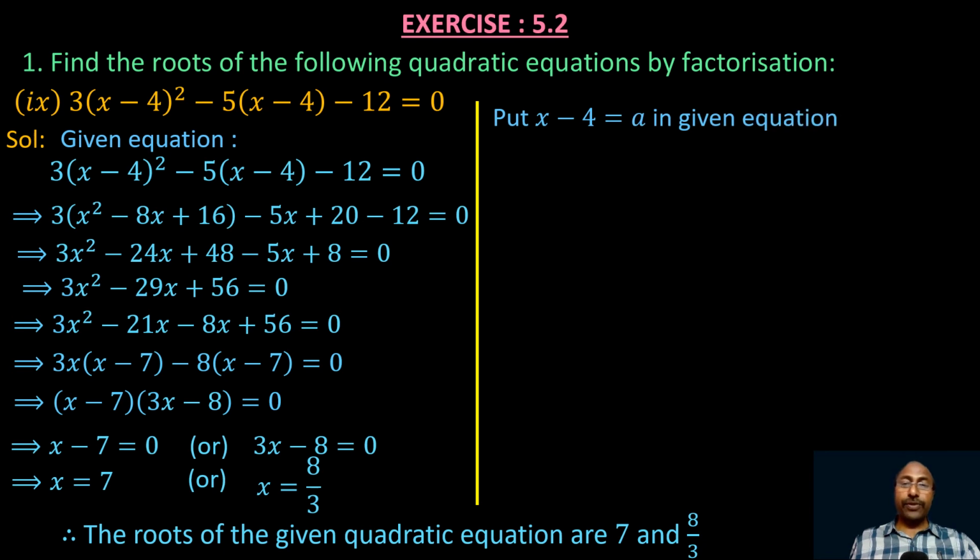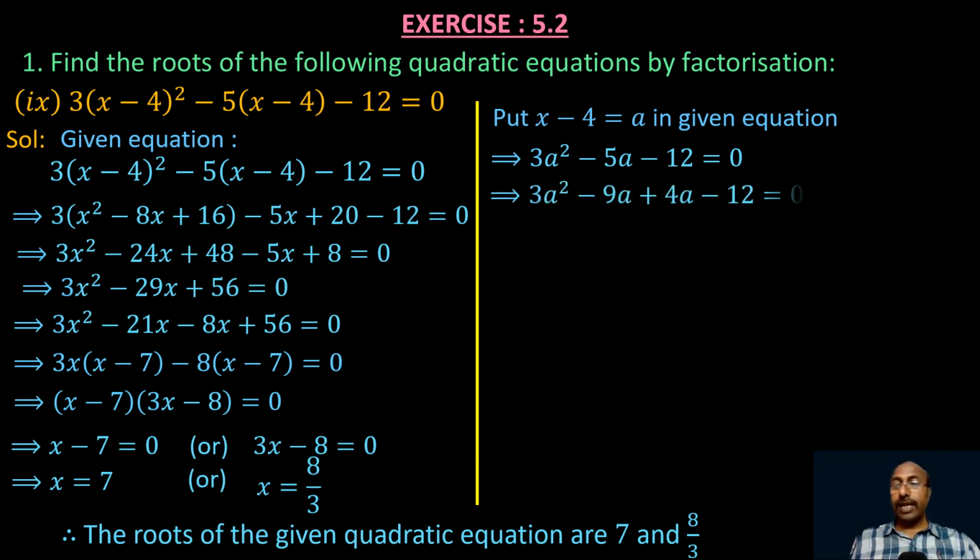Put x minus 4 is equal to a in the given equation. Then the equation becomes 3a square minus 5a minus 12 equal to 0. This is a quadratic equation in the variable a, and also it is in standard form. Now we have to solve this equation to find a. So here we have to choose two numbers p and q such that p plus q is equal to minus 5, and p into q is 3 into minus 12, that is minus 36.